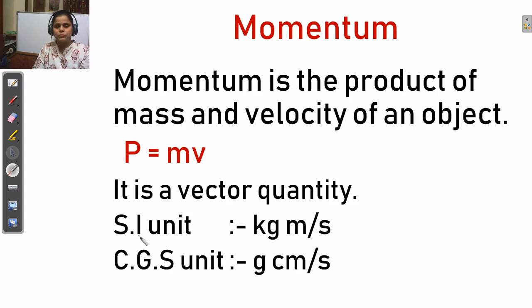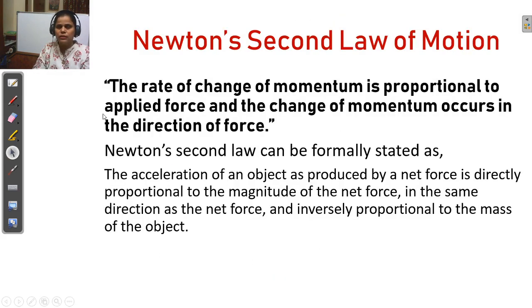It's clear? Then the CGS unit of mass is gram and of velocity is centimeter per second. So the CGS unit of momentum is gram centimeter per second. It's clear? Then next, Newton's second law of motion.